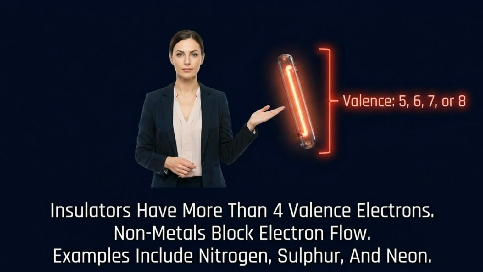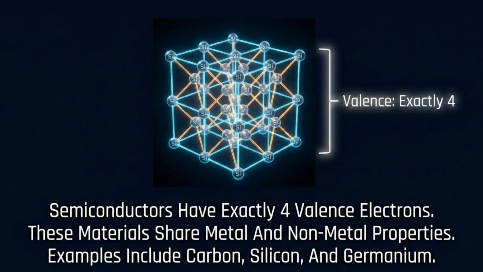Insulators have more than 4 valence electrons, which means non-metals block electron flow. Examples include nitrogen, sulfur, and neon. Semiconductors have exactly 4 valence electrons and share properties of both metals and nonmetals. Examples are carbon, silicon, and germanium.